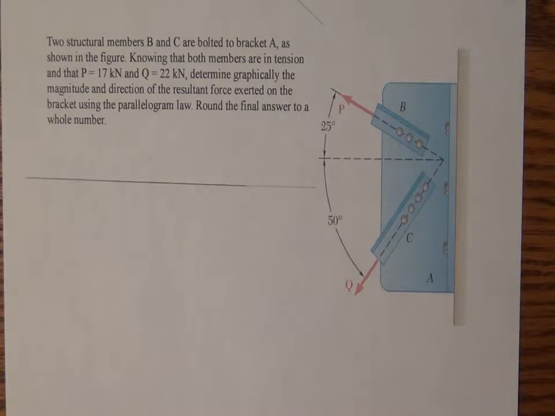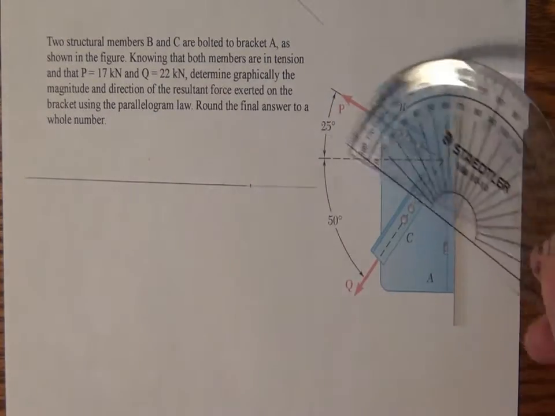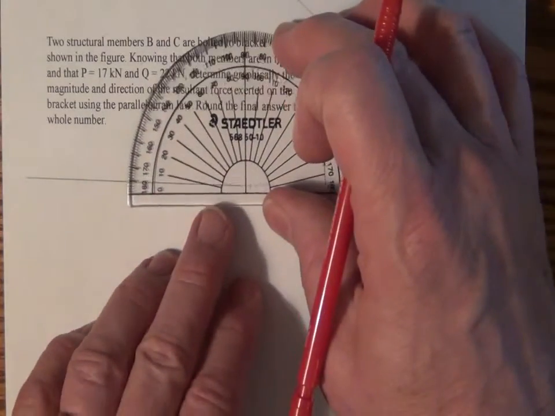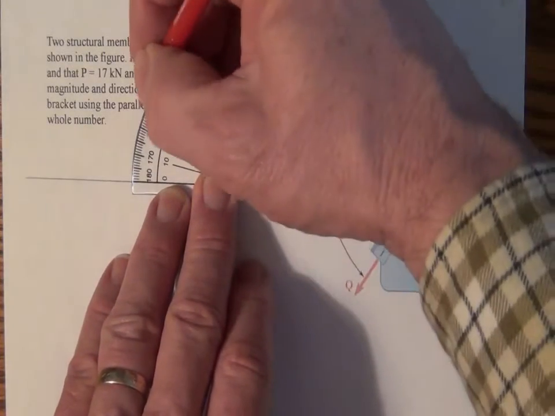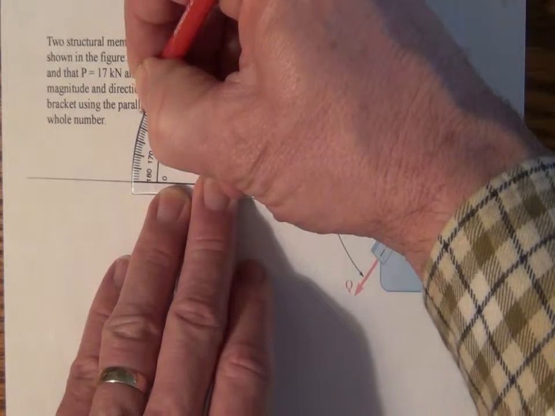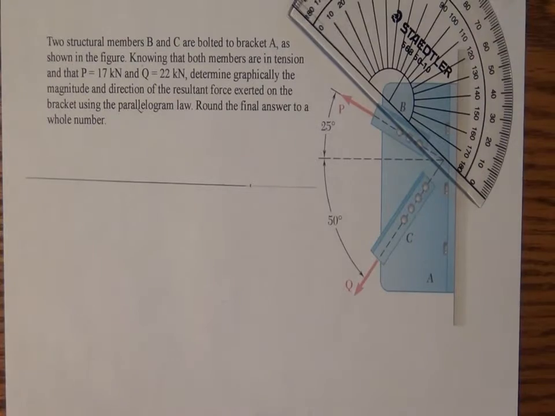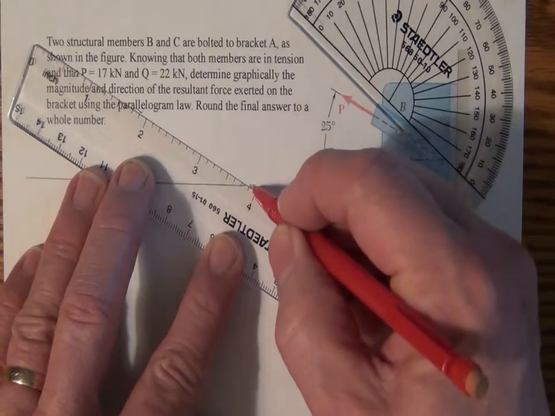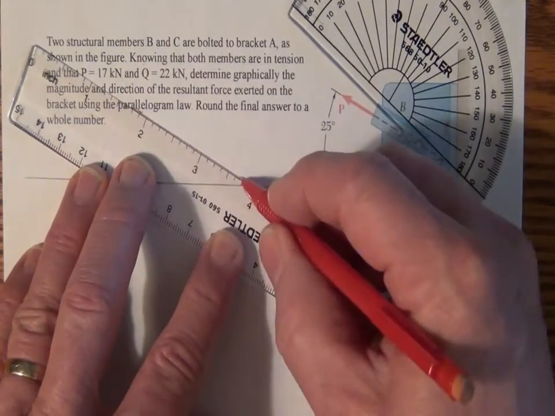Second problem is very much like the first one. We want to sum the vectors graphically. So we have the P vector, which is going up at 25 degrees. So I'll mark that at 25 degrees. Draw the line.